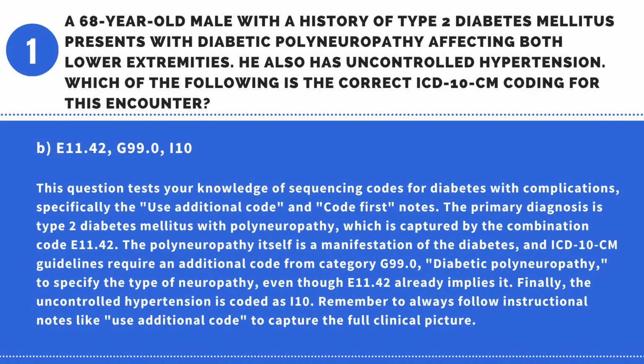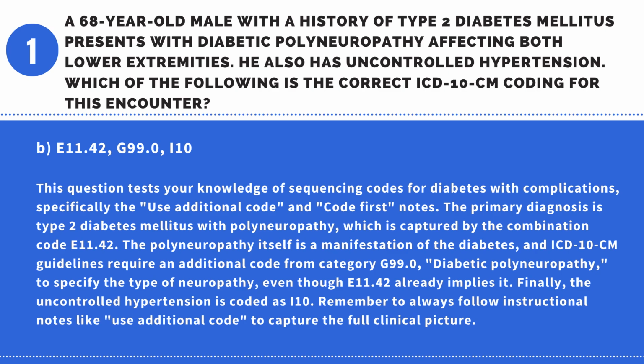Answer B. E11.42, G99.0, I10. This question tests your knowledge of sequencing codes for diabetes with complications, specifically the use additional code and code first notes. The primary diagnosis is type 2 diabetes mellitus with polyneuropathy, which is captured by the combination code E11.42.